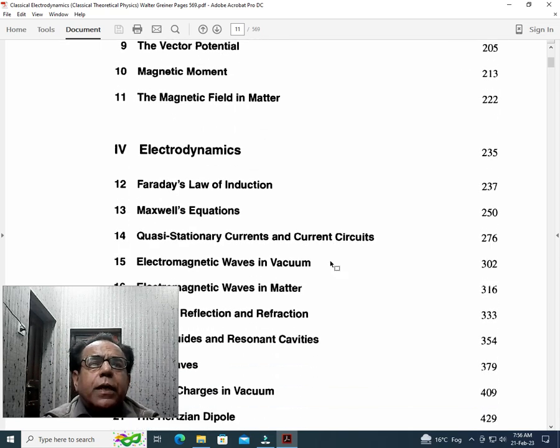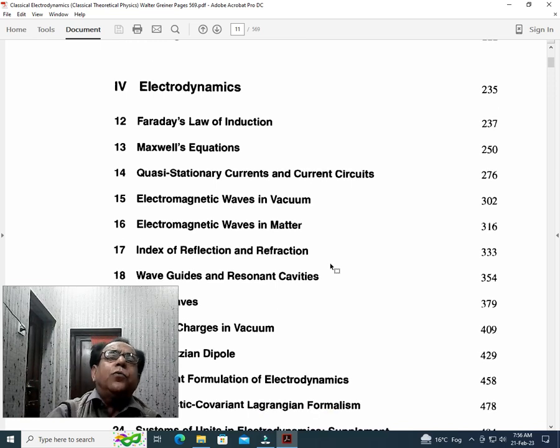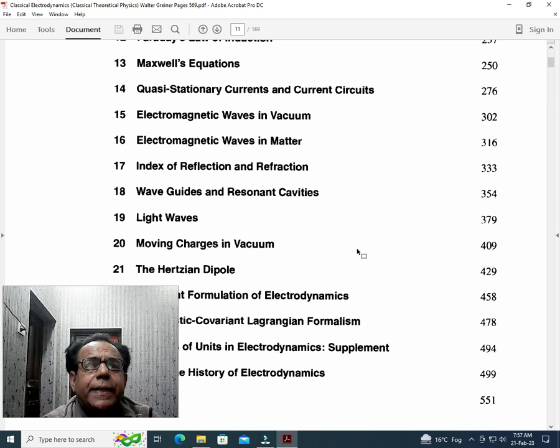Part 4, electrodynamics. The first chapter of part 4 is chapter number 12, Faraday's law of induction. Chapter number 13, Maxwell's equations. Chapter number 14, quasi-stationary currents and current circuits. Chapter number 15, electromagnetic waves in vacuum. Chapter number 16, electromagnetic waves in matter. Chapter number 17, index of reflection and refraction. Chapter number 18, wave guides and resonant cavities. Chapter number 19, light waves.